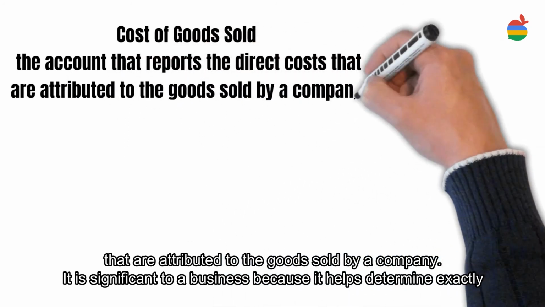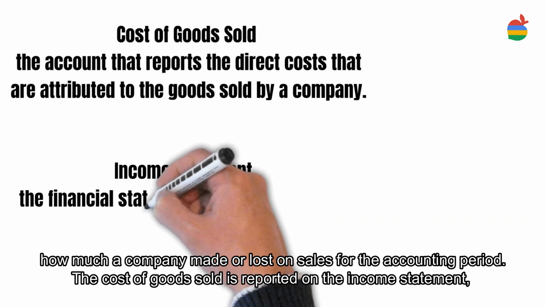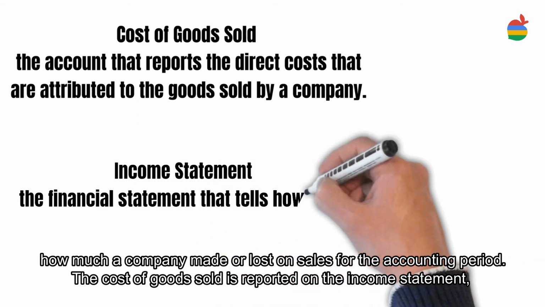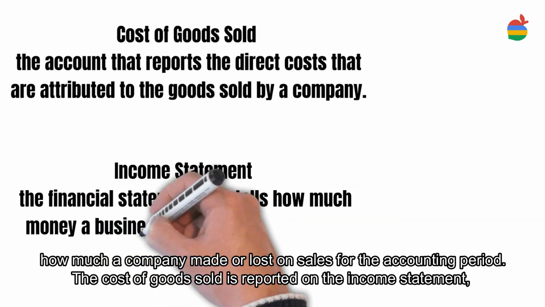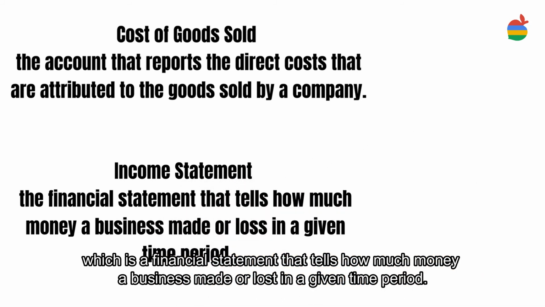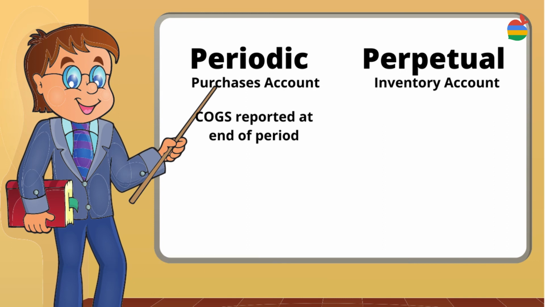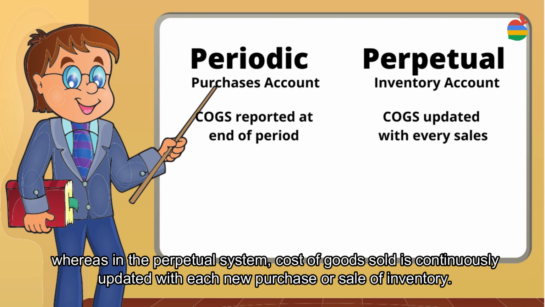It is significant to a business because it helps to determine exactly how much a company makes or loses on sales for the accounting period. The cost of goods sold is reported on the income statement, which is the financial statement that tells how much money a business made or lost in a given time period. In the periodic system, the cost of goods sold is only reported at the end of the accounting period, whereas in the perpetual system, the cost of goods sold is continuously updated with each new purchase or sale of inventory.